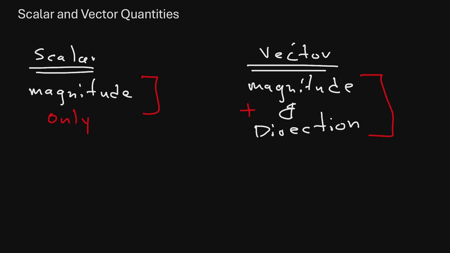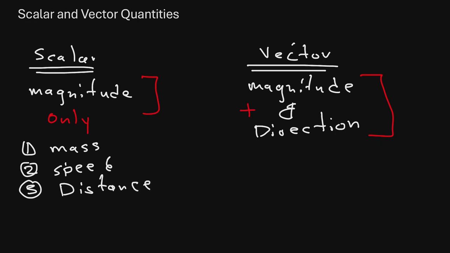So we have a lot of physical quantities in the world, and a physical quantity is anything that can be measured. But all these physical quantities, we can categorize them into these two different groups: scalar quantities and vector quantities. If we look at examples of a scalar quantity, we'll look at mass, speed, distance, things like time, and maybe energy.